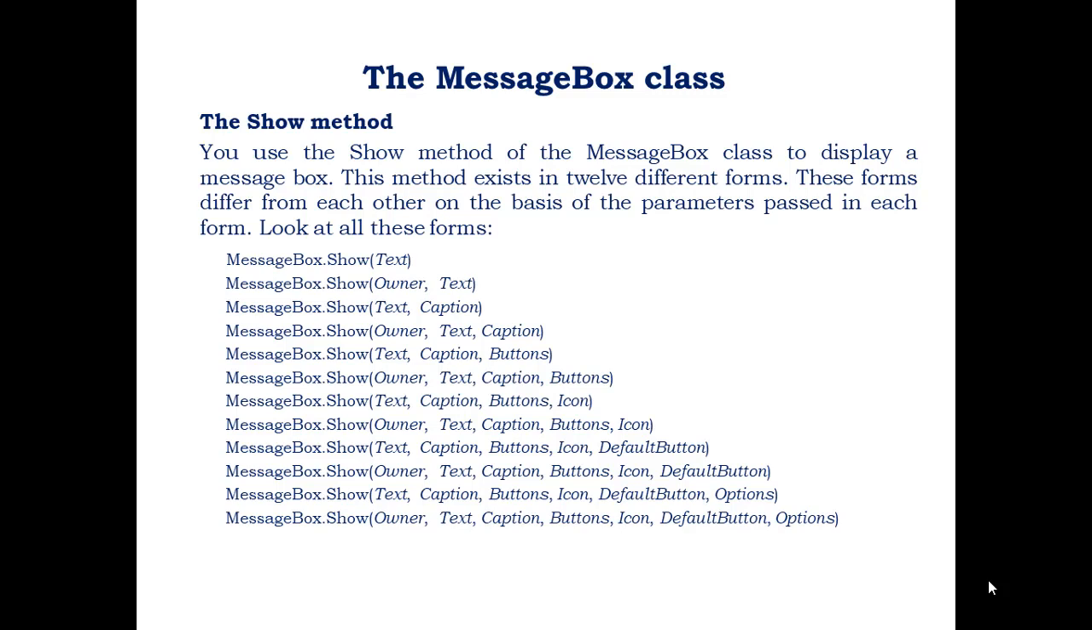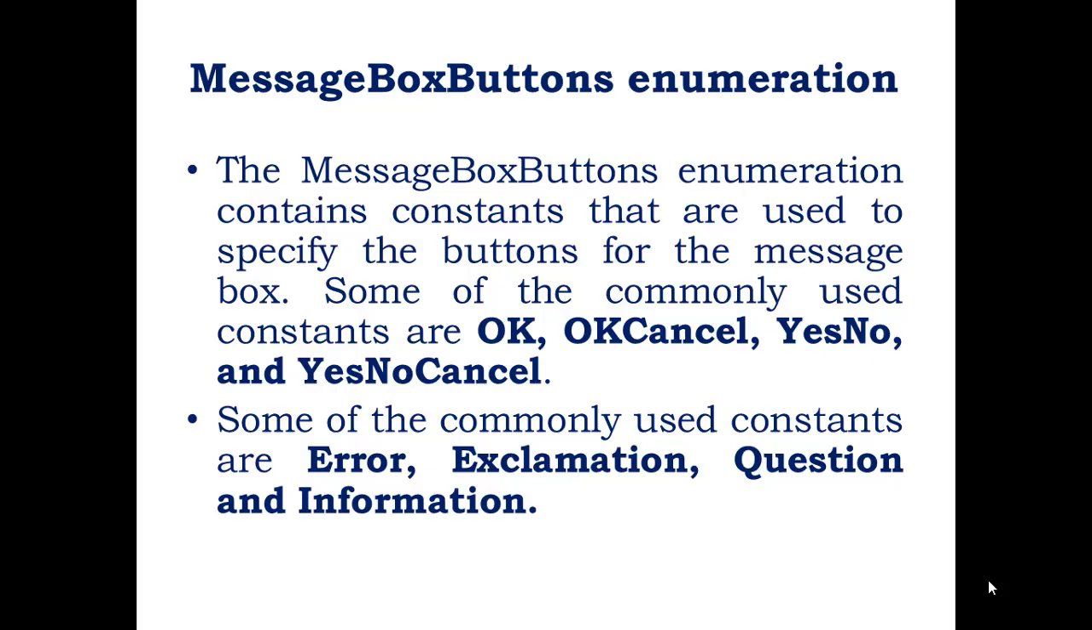The MessageBox class uses the Show method. The method comes with different types of arguments. The same MessageBox.Show function has different forms: text, owner text, text caption, owner text caption, and finally owner text caption, button, icon, default button, and options. MessageBox enumeration is very important, with the common constants of the MessageBoxButtons enumeration: OK, OK Cancel, Yes No, and Yes No Cancel.